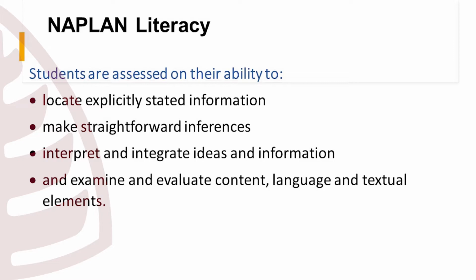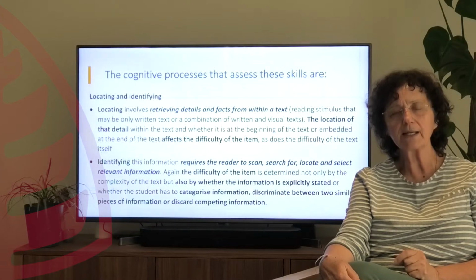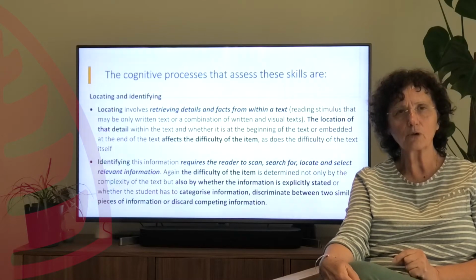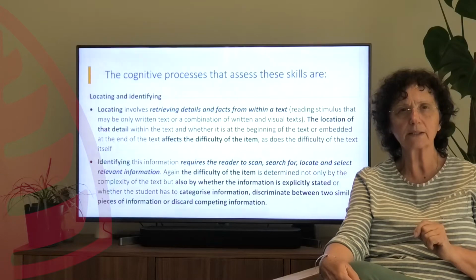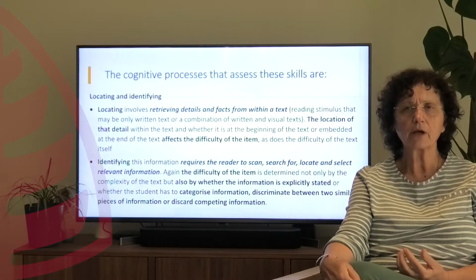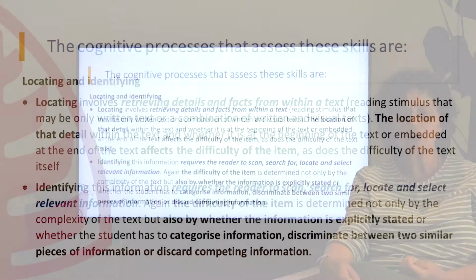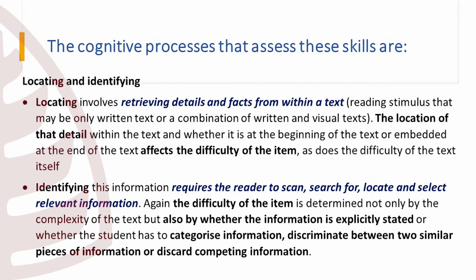This is what's going to make a difference in the way you plan for teaching and learning. And this is what will make a difference in the way you identify your learning needs in order to have the accurate intervention strategies to support every learner to learn. So the cognitive processes that assess these skills are locating and identifying information.